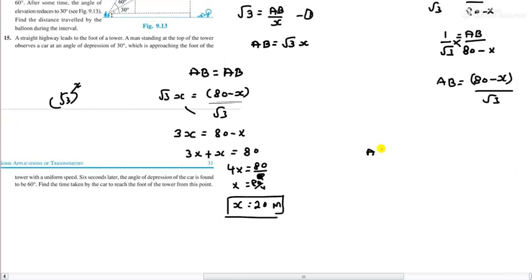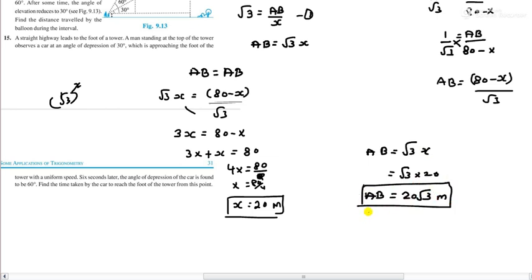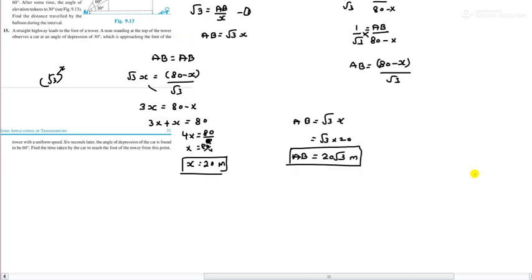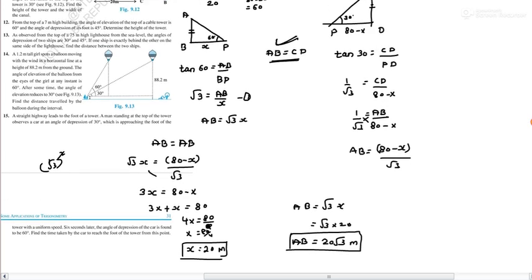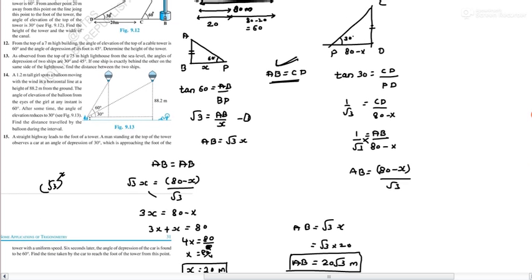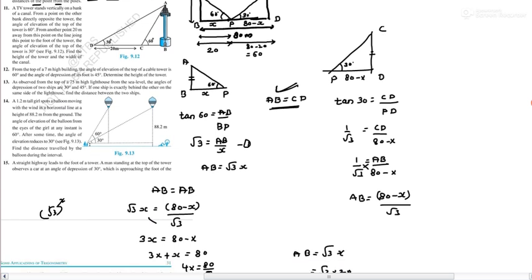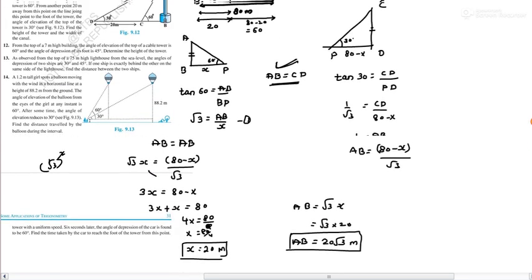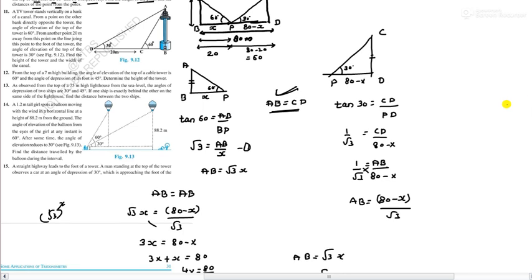So AB is what? As per data, AB is root 3 into x. So root 3 into 20. So the answer is 20 root 3. This is the height of the pole. 20 root 3. So you have to write it. In your exam, if they ask, you have to write it separately. Height of the pole is 20 root 3. And the distance from P to B is 20. And P to D is 60. Got it, everyone? Yes, sir.